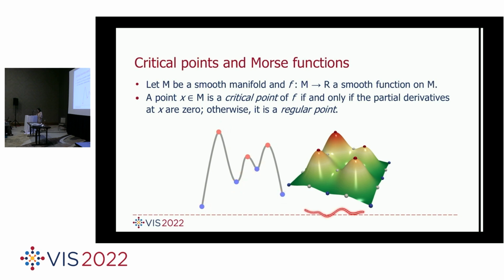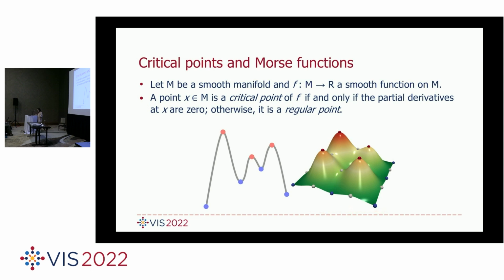On the right-hand side, for the two-dimensional functions, again, the red are local maximum, the blue are local minimum, and then the white are what's called saddle point. We call it a saddle point because it looks like the center point of a horse saddle. For a regular saddle point, there are two directions where the function is increasing, and two directions where the function is decreasing.